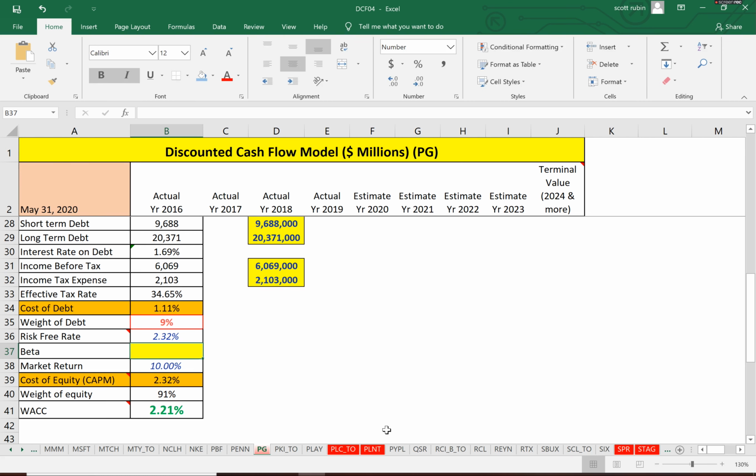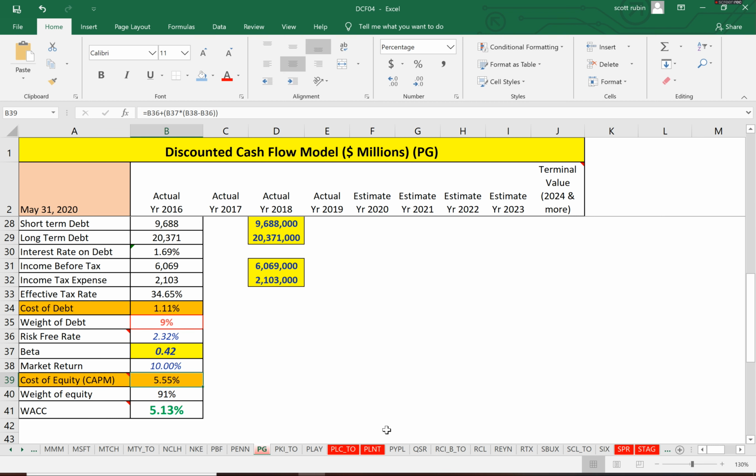It's really low beta, 0.42. It moves about half of what the market moves. So the market goes up $1, this goes up 50 cents. If the market goes down $1, this goes down 50 cents. Low beta is a good thing because it's less volatile.